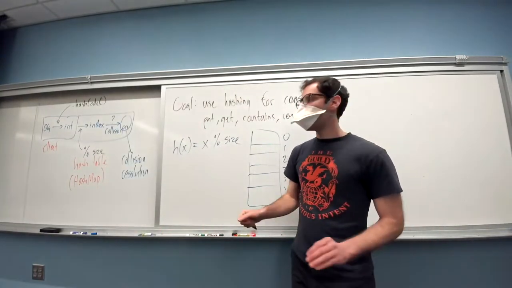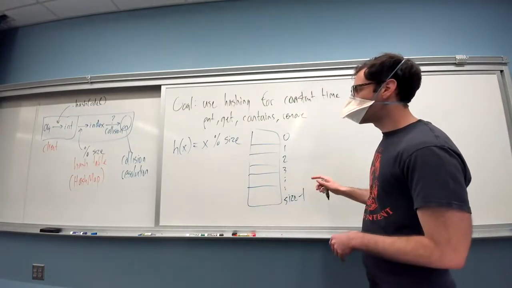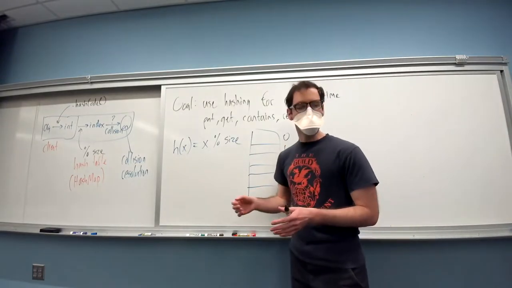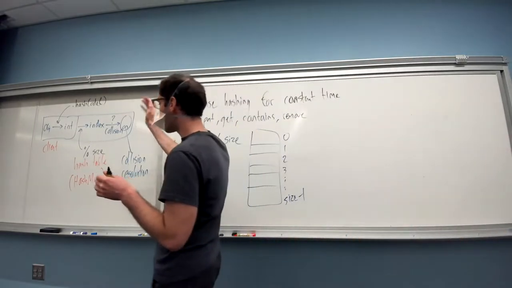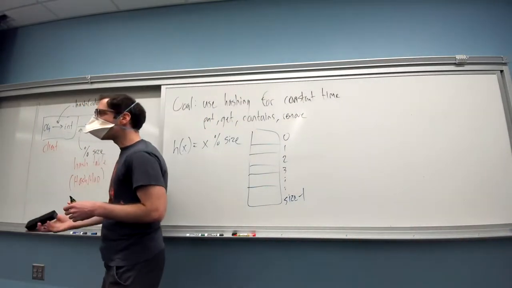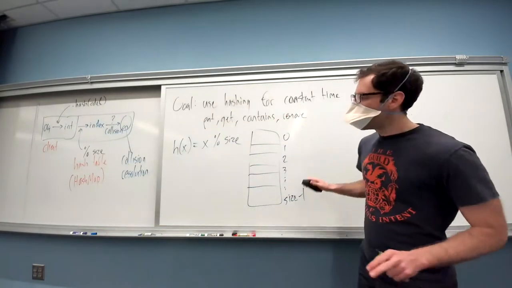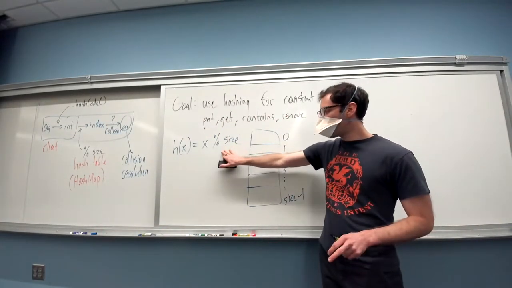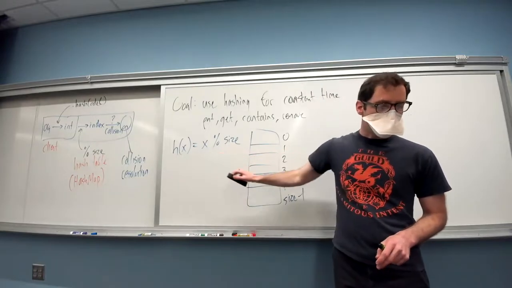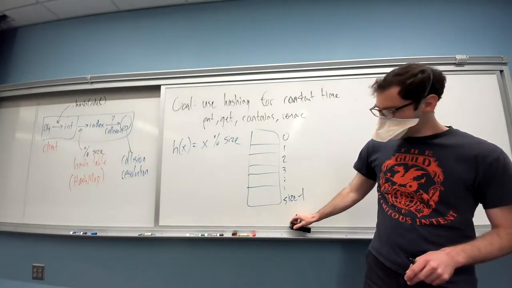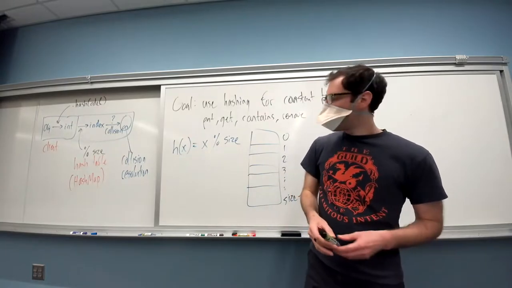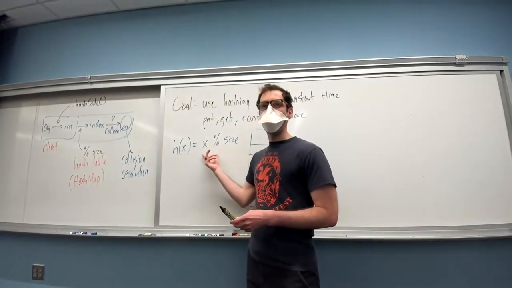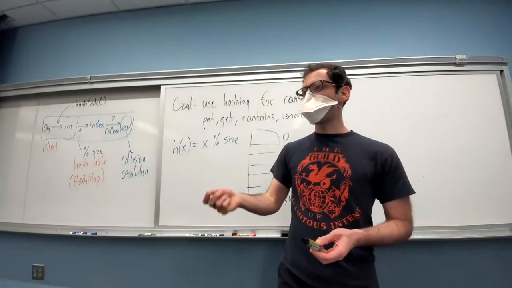So before we get to collision resolution, we might ask, is there a way that we can just avoid or make these collisions less likely? If we have a simple hash function like this, what about this determines whether we're going to have a collision?